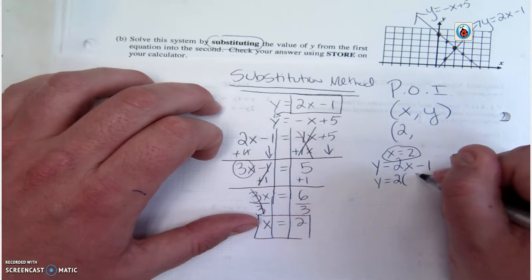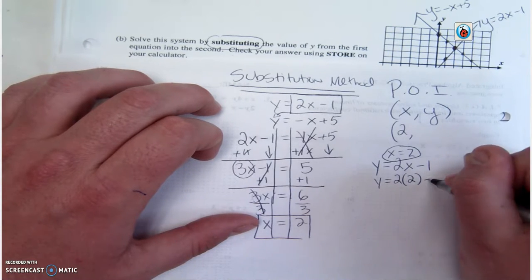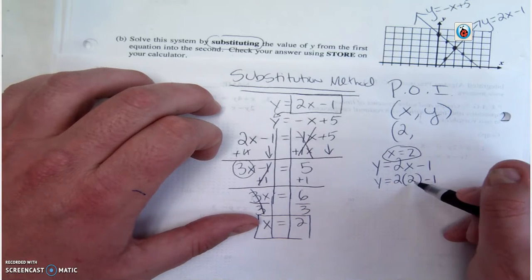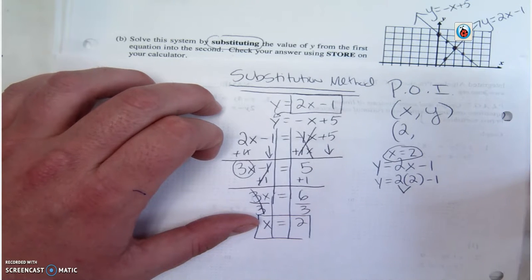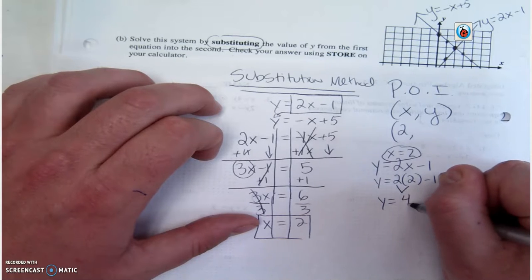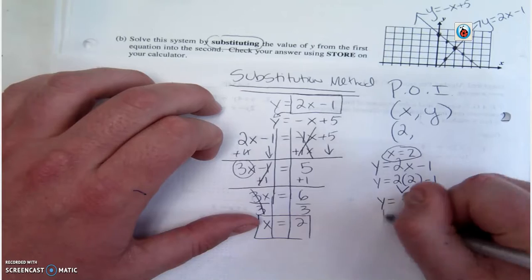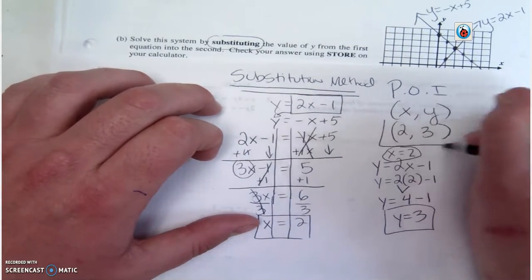And remember, from 7th grade, whenever you sub in, you use parentheses to substitute. So now I have y equals 2 times 2 minus 1. When there's a number touching parentheses, you need to multiply. Here, 2 times 2 is 4, minus 1, and that gives me 3. So now I finally completed my POI, or my point of intersection.